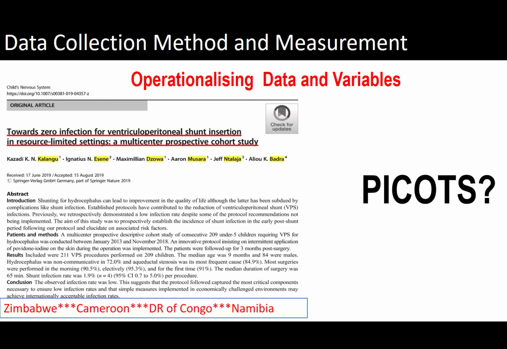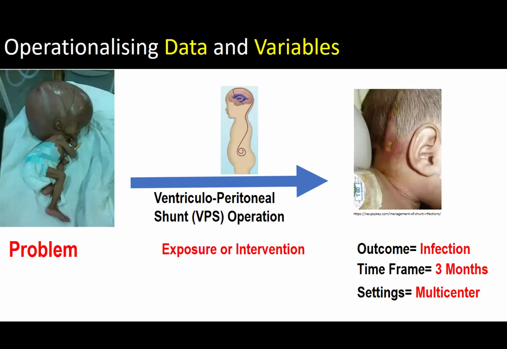So also, when you're collecting data, there's a relationship between the statistics and the study design. You also have to follow the same format, okay? So the problem is children having hydrocephalus. They were operated on through a technique of a ventriculoperitoneal shunt. You follow them up to see the outcome at 3 months. So we have defined the time frame.